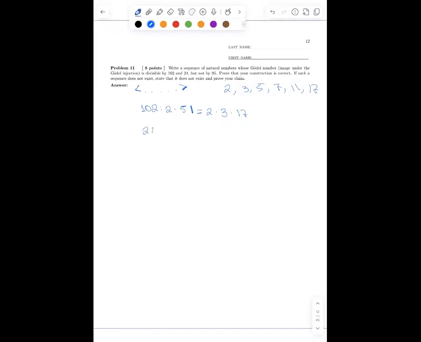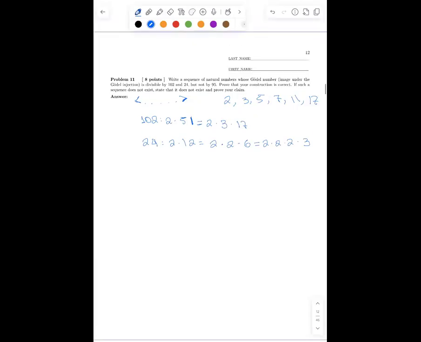Then I need to prove for 24. And again, I can divide 24 by 2, so I will get 2 times 12. Then I can see that I can divide by 2 again. So 2 times 2 times 6. And then I can divide 6 again by 2. So I will get 2 times 2 times 2 times 3. And my final answer will be 2 to the power of 3 times 3.